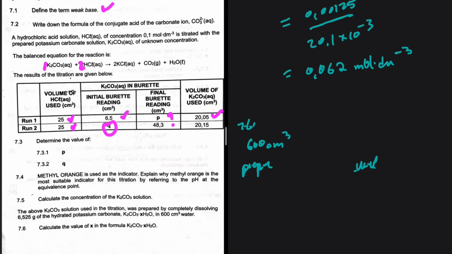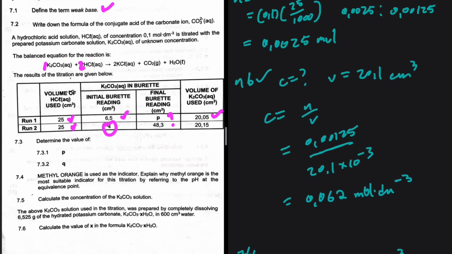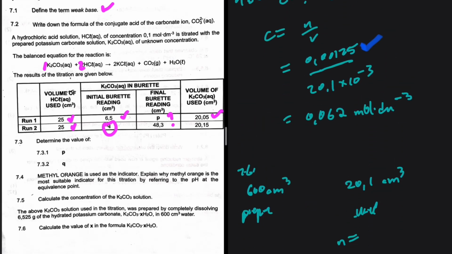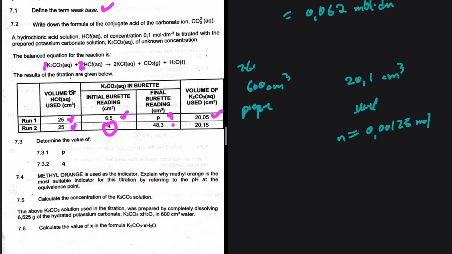The volume used is 20.1 centimeter cube. And what number of moles were present in this 20.1 centimeter cube? Let's find out. We had 0.00125 moles present in a volume of 20.1 centimeter cube. So the number of moles here is 0.00125 moles. These are the number of moles present in 20.1 centimeter cube.